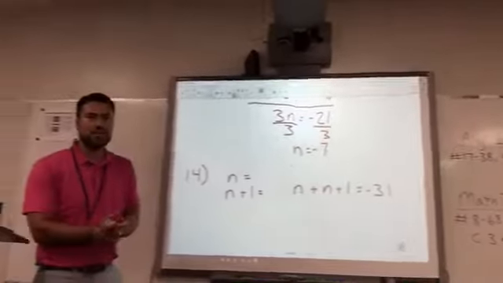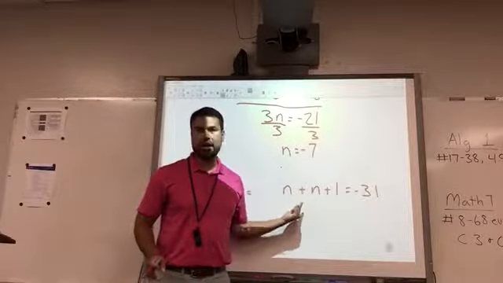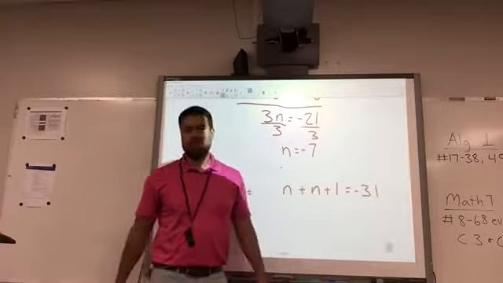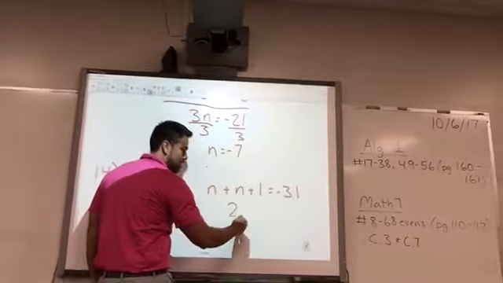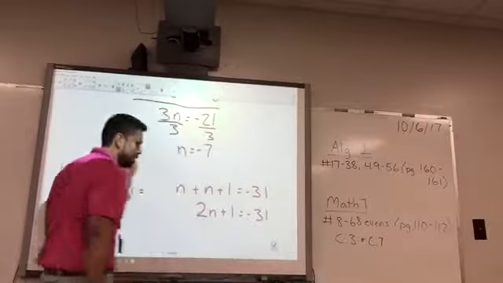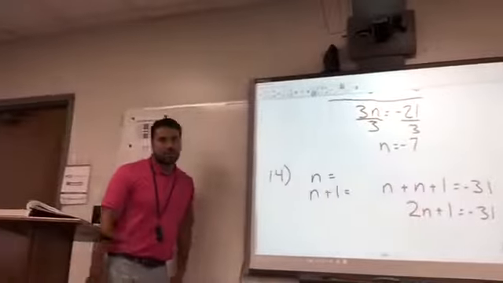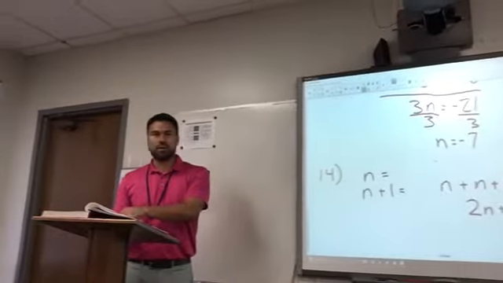Okay, so how do I solve this? Well, can you make this simpler? Can you make this easier to look at? What's n plus n? 2n plus 1 equals negative 31. Have you dealt with these problems before? Yeah. Good. Figure out what n is. Don't say it out loud yet. Just find what n is real quick.